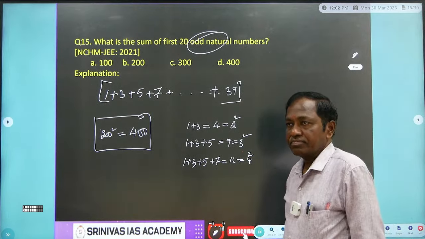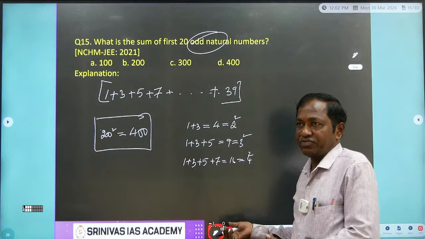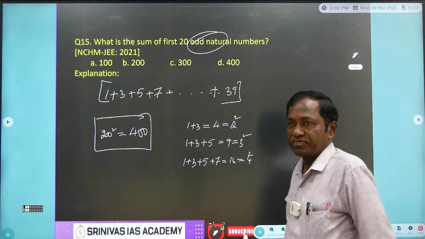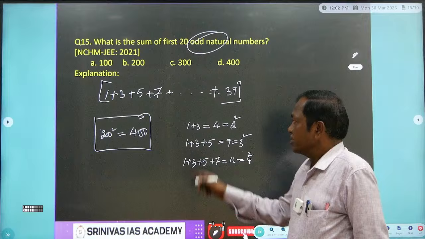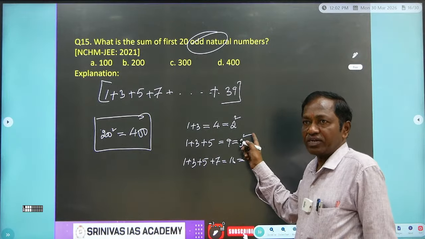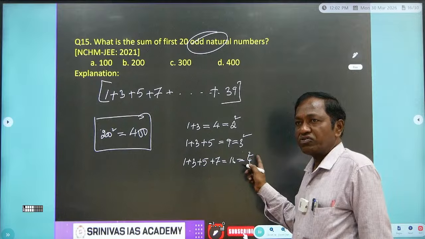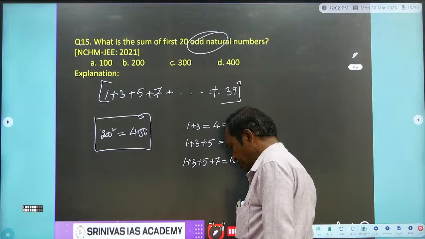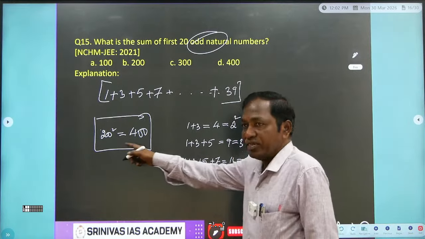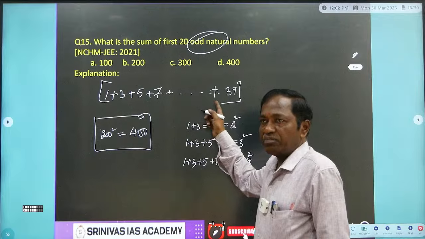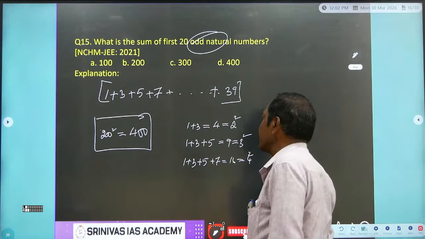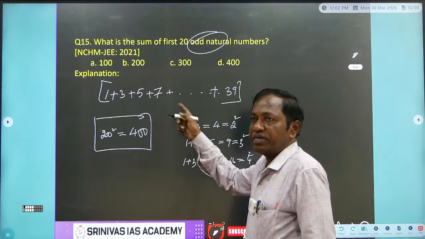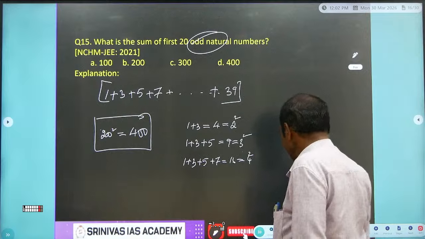For the first 20 even numbers also, sir? Yes, that also you can do. This also should be known to you from the CSAT point of view. Sum of 2 odd numbers is equal to 2 square, sum of 3 odd numbers is 3 square, sum of 4 odd numbers is 4 square, sum of 5 odd numbers is 5 square. In the same way, sum of 20 odd numbers is 20 square, which is 400. Either you can do this or that: 39 plus 1 is 40, 40 divided by 2 is 20, 20 into 2, 400. Yes, right.